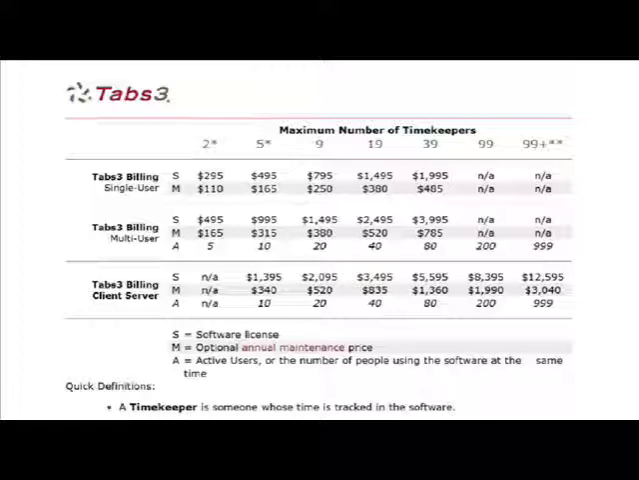Now, there's two choices with TABS 3. You can either install TABS 3 on every single computer, or you can install what's called the client-server version of TABS 3, billing and timekeeping software. When you start to add computers, it makes sense to go with the client-server version of the software. Now, this brings up another important aspect of Small Business Server.